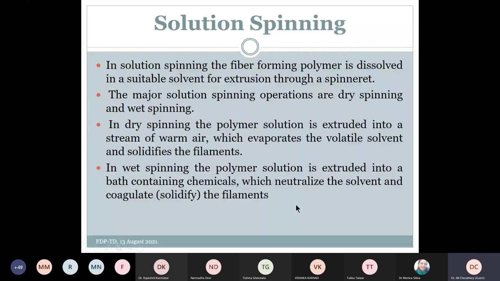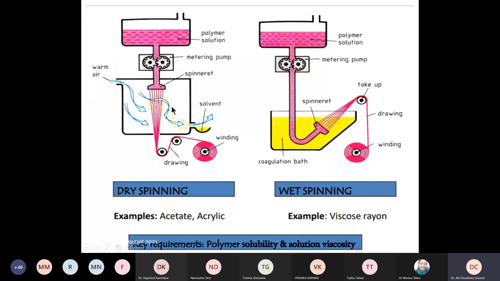So here you can see dry spinning. Dry spinning means automatic evaporation is carried out from the filament, so there is no need of any chemicals, but here a chemical bath, spin bath or coagulation bath, is needed for the neutralization of the other chemicals. Viscose rayon is the good example of this wet spinning process, along with acetate and acrylic. Acrylic is also a hot brand fiber, and viscose rayon is also a hot brand fiber.